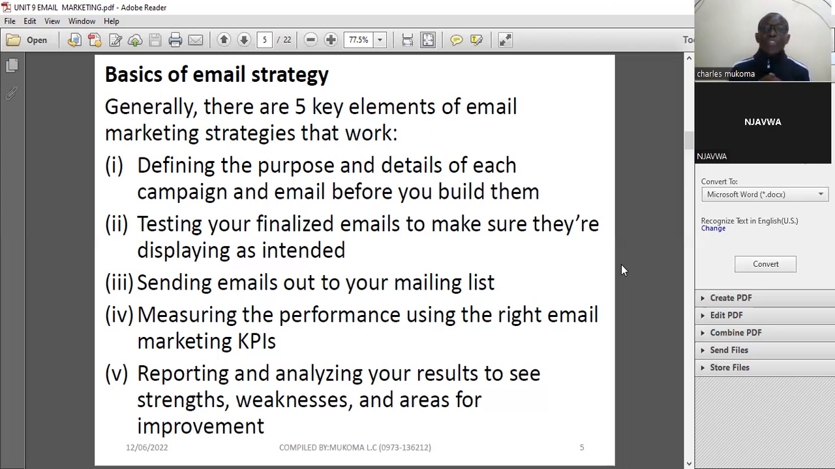Number 3, sending emails out to your mailing list. So once you test for the accuracy, have you typed what you intend to type? Okay, then you can click on send. Okay. Number 4, you measure the performance using the key performance indicators. Remember, you set the objective at the start. Are we achieving the purpose of the email marketing? So you're able to measure that. Then report and analyze your results so that you are able to promote your sales manager or you are able to fire them. Okay.